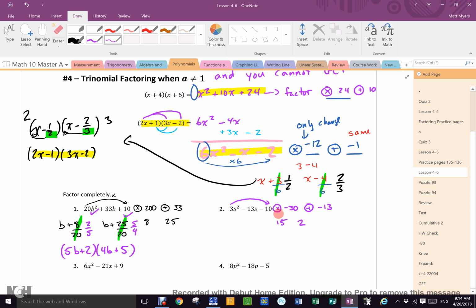So I have S. Come on, you can do it. We believe in you. S minus 15 and S plus 2. Except we haven't gotten rid of that 3 yet. How do we get rid of the 3?